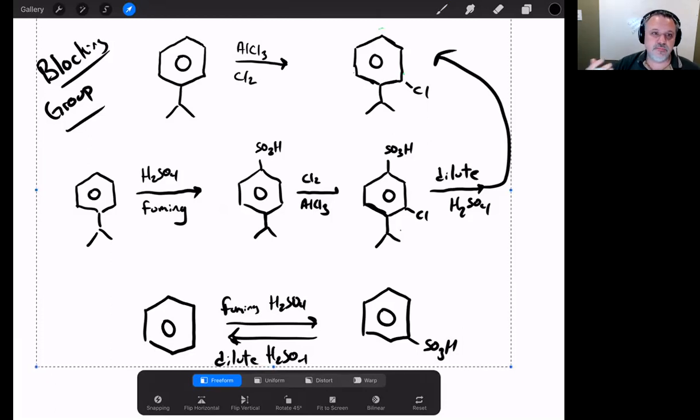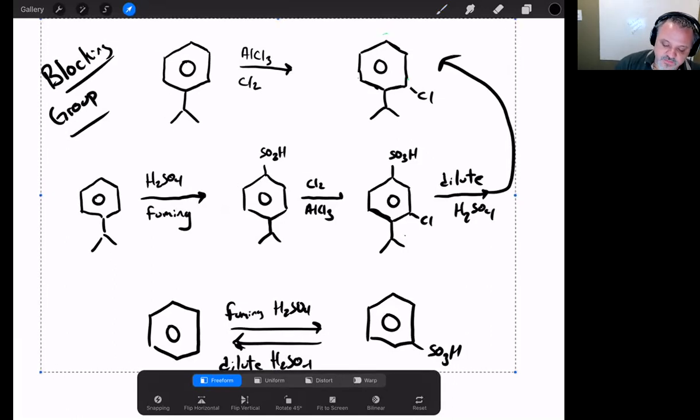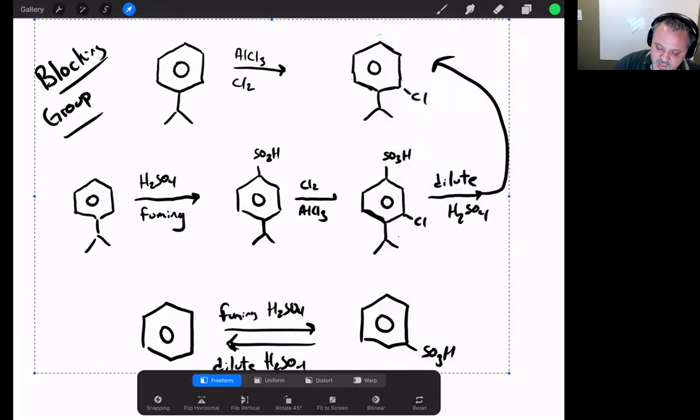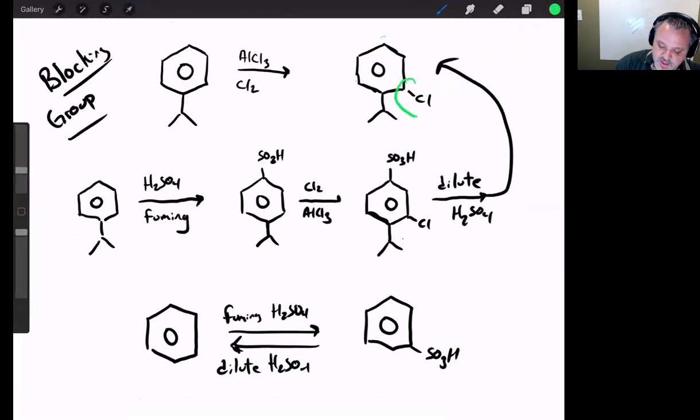And this will become important in synthesis because I may give you a synthesis problem where I want the group attached at the location that would be unfavored due to steric hindrance. And so that means that you'll have to do something to prevent the chlorine or whatever group I'm looking at from adding to the position where I essentially don't want it. And so that's where this blocking group will come in handy.